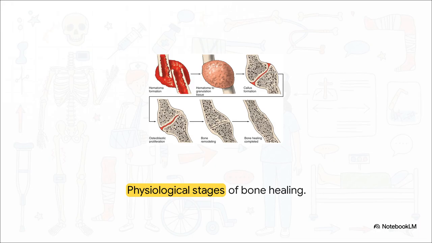We start with the chaotic, bleeding hematoma, which eventually transitions into granulation tissue. From there, we see the soft callus formation bridging the gap. Next up comes the osteoblastic proliferation, basically the body laying down new, harder bone cells, leading into bone remodeling. And finally, a united, fully remodeled bone that can actually bear weight again. Remember, your role is supporting the patient both nutritionally and physically through every single one of these stages.